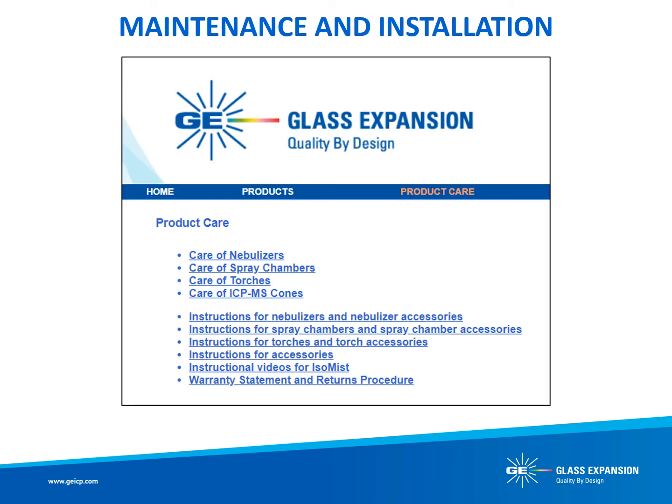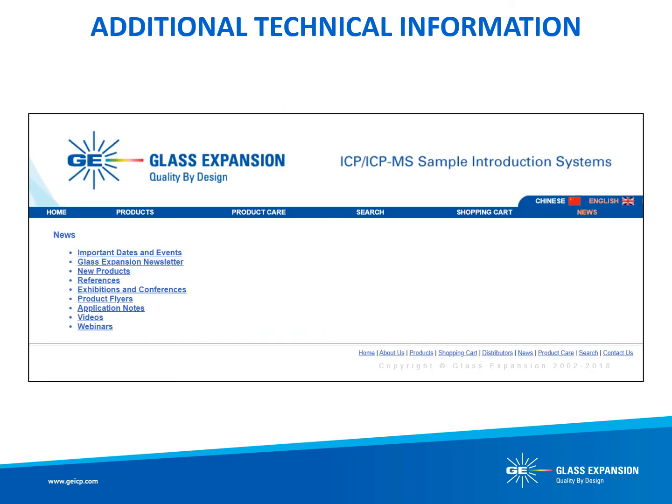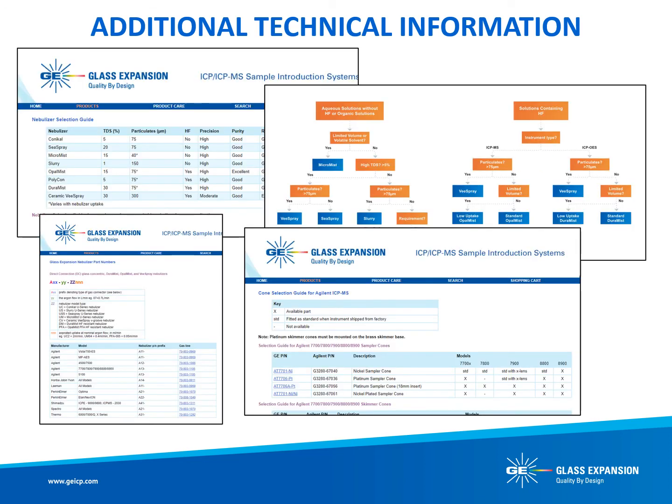Under the product care section, you can find detailed procedures for cleaning and maintaining many of our products, as well as installation and operation instructions. Under the news section, you can find links to technical information, such as application notes, video tutorials, webinars, and our highly informational newsletter. Of course, this is just a small sampling of what is available on the Glass Expansion website.